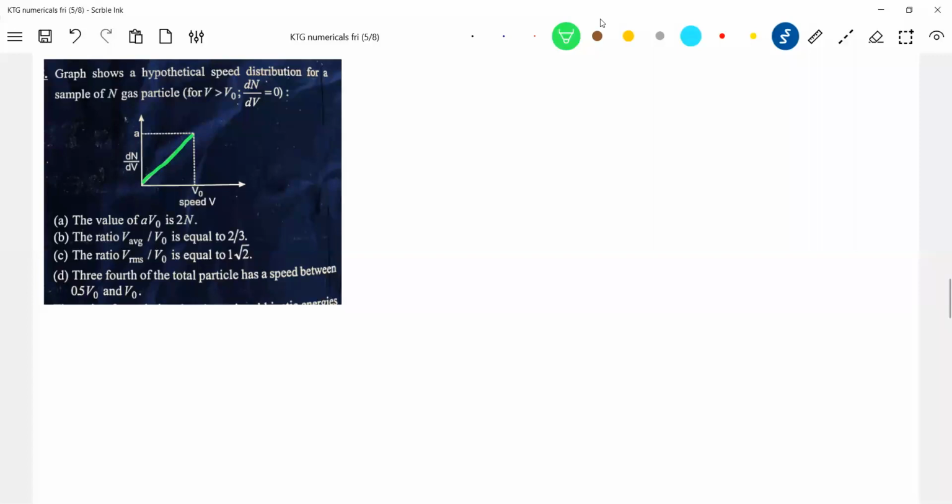This is that experimental curve. For your understanding purpose, I'll put that arrow. So first we'll calculate the total number of molecules, a sample of N gas particles. So that N we will try to express in terms of this one. So what is the first one? dN by dv should be equal to slope into v. So what is the slope of this one? A by v naught. Agree with this? So dN is equal to (A by v naught) v dv.